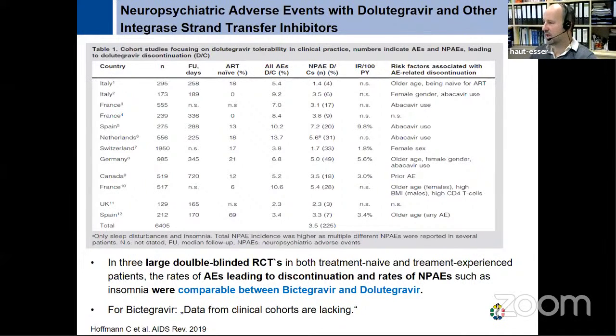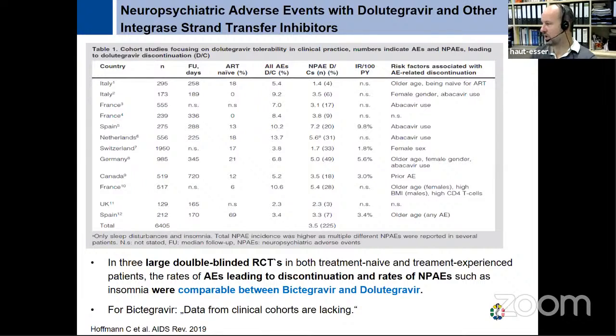Bictegravir and Dolutegravir. And you see here that in many RCTs and also in real life, Christian Hoffmann also published data from real life, not only from RCTs. We see many patients with Bictegravir and Dolutegravir stop the treatment with these new integrase inhibitors because of neuropsychiatric adverse events. And so we know this from RCTs, we know this from cohorts for Dolutegravir. So far, we don't know from cohorts for Bictegravir, but you see in RCTs the rates of discontinuations because of neuropsychiatric adverse events are comparable between Bictegravir and Dolutegravir.